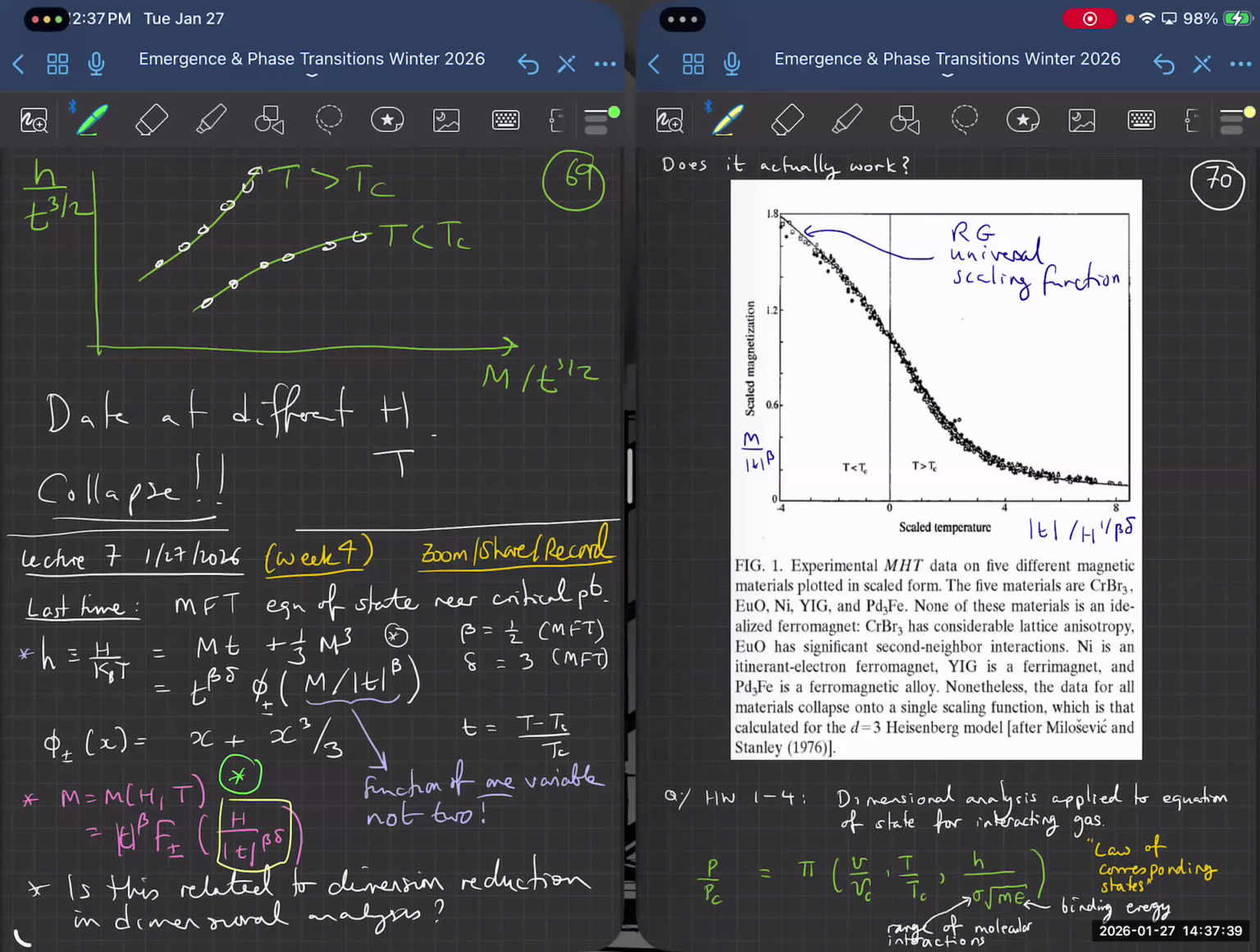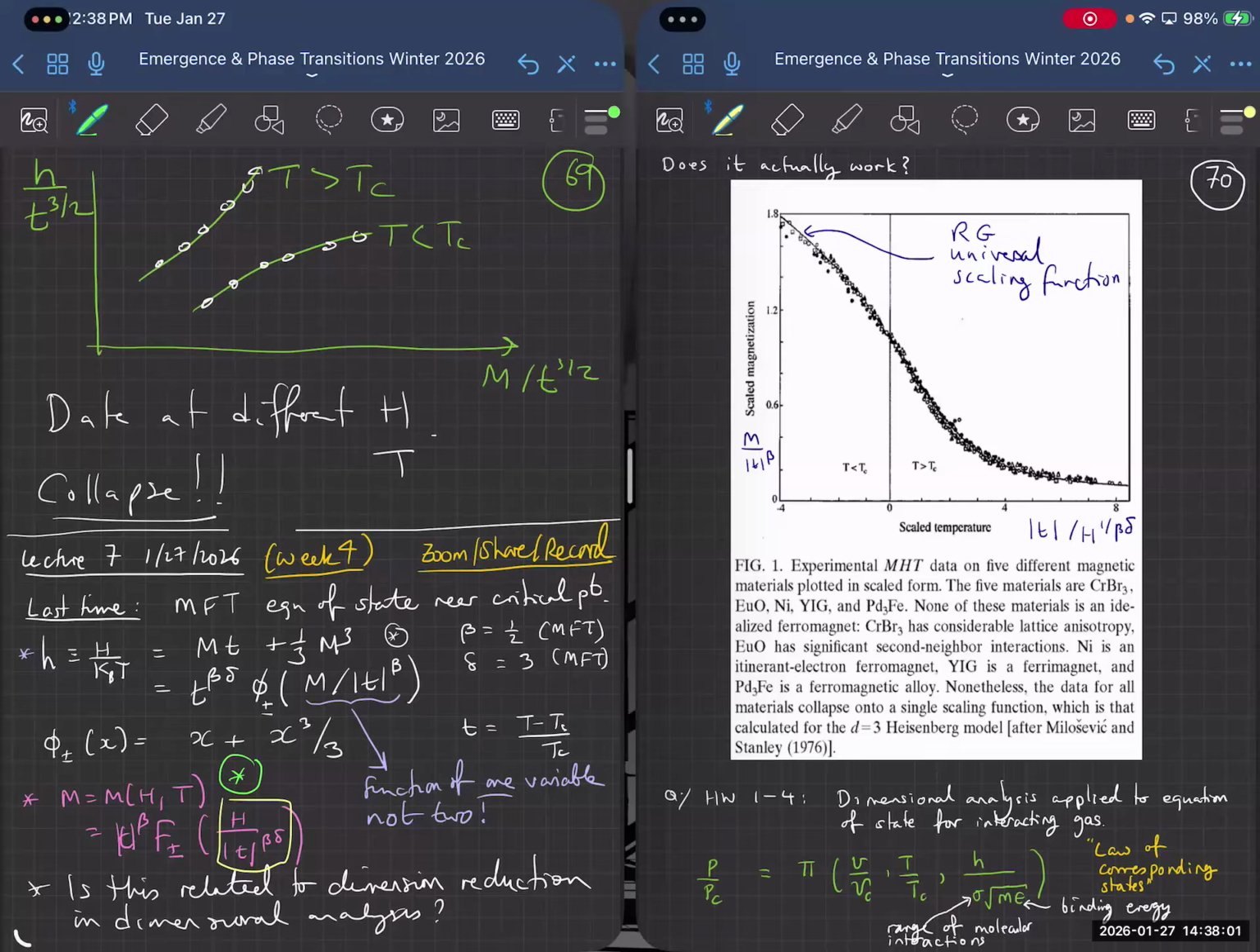What's plotted there, the exponents beta and delta, are not the mean field exponents. They're the exponents that come from the renormalization group, as is the scaling function. But the mean field theory got the right idea. It says if you do this, it would work, it just gets the wrong scaling function, it gets the wrong exponent, at least below 4 dimensions.